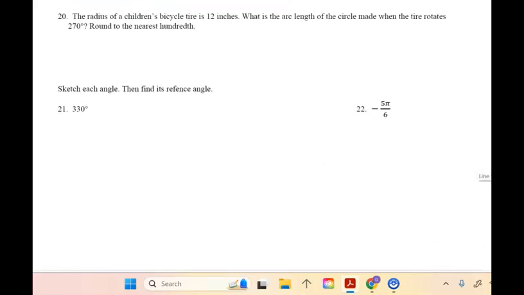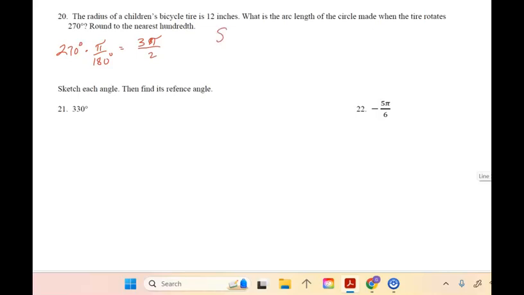All right, number 20, the radius of a child's bike is 12 inches. What's the arc length when the tire rotates 270 degrees? So don't be tricked. The arc length formula has to have theta in terms of radians. So I've got to do this little conversion to turn theta into radians. So I can divide both of those by 90. 90 would go into 270 3 times, and into 180 2 times.